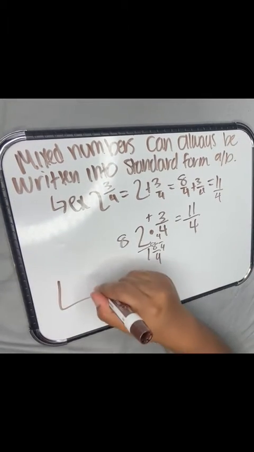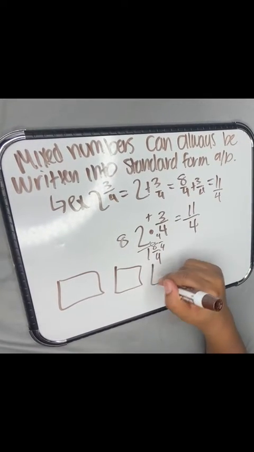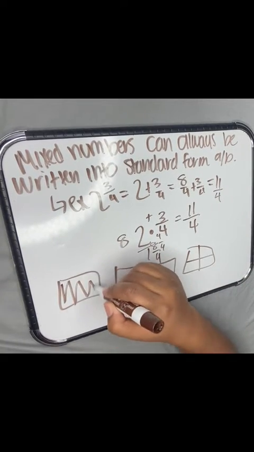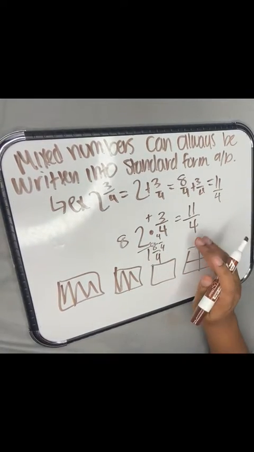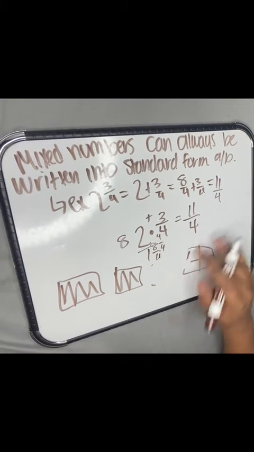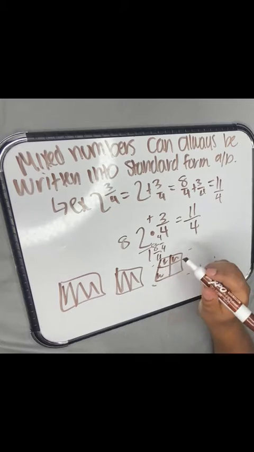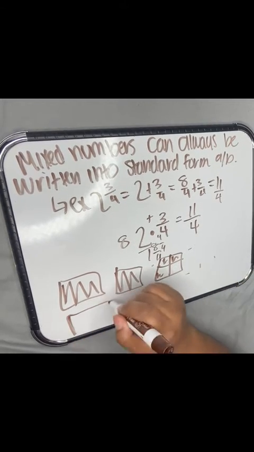So now moving on to the visual aspect of it. You have 2, I wrote too many squares, 2 and 3/4. And then you'll have 11/4.